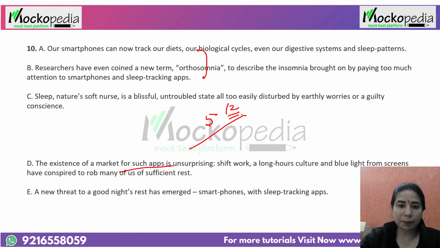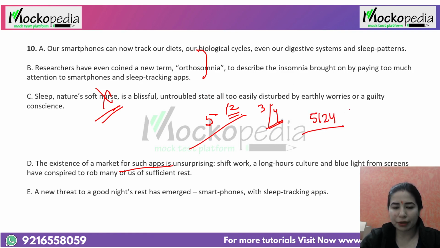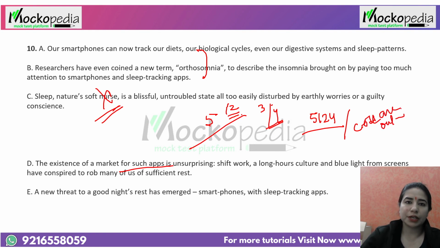Now either we pick the last statement as 3 or 4, right? So this is again talking more about apps, but this is defining how sleep is and how earthly pressures are making us sleep deprived. So of course C is something which goes off track the discussion. So we can have the correct combination as 5 1 2 4, and we pick C as the odd one out, right?